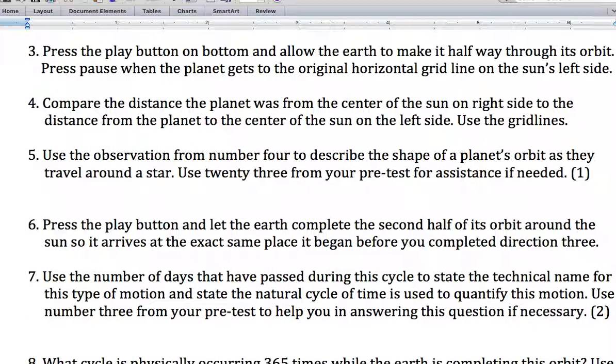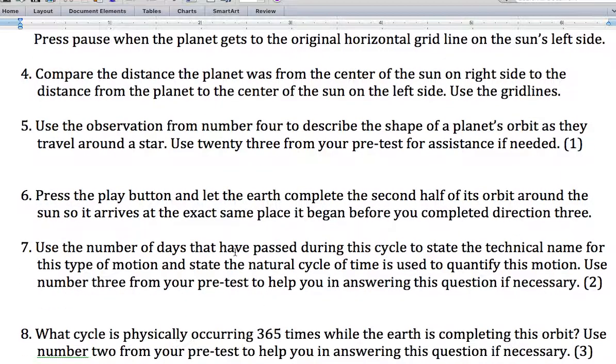A common mistake that people make is they use the word rotation when they're describing the Earth's motion around the sun or the moon's motion around the Earth. You want to get in the habit of using the word revolution. They are different and you will lose a point if you confuse them on your quiz.